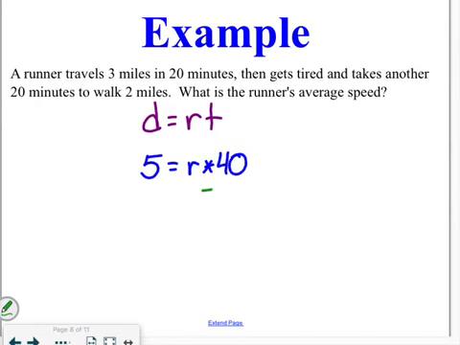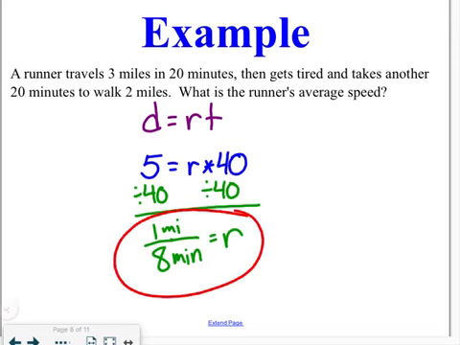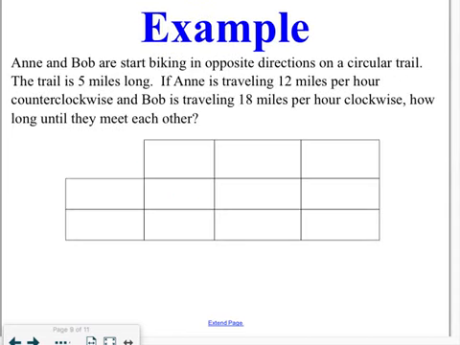So in order to solve this problem, we are dividing by 40, which gives us a final answer of reduced fraction is 1 mile in 8 minutes is our rate value. We started with 5 over 40, divide both of those by 5, we end up with 1 mile in 8 minutes. We can also set up these uniform motion problems using the boxes for the ones that are a little bit more complex.